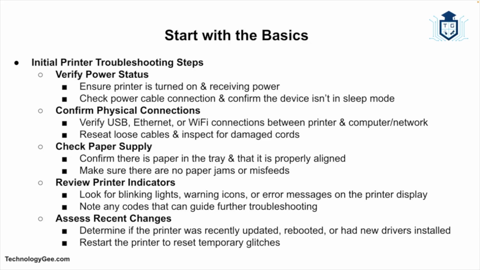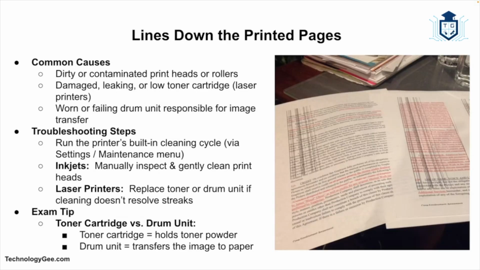A+ exam. All right, so let's talk about lines down the printed page. If you've ever seen long vertical or horizontal streaks running down the page, that's usually a telltale sign of one or two things. Some of the possible causes are dirty print heads or rollers, a damaged or low toner cartridge, or drum unit issues in laser printers.